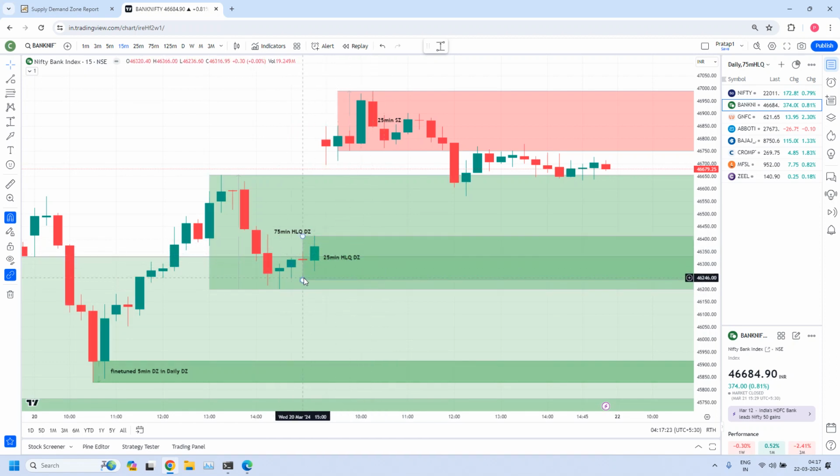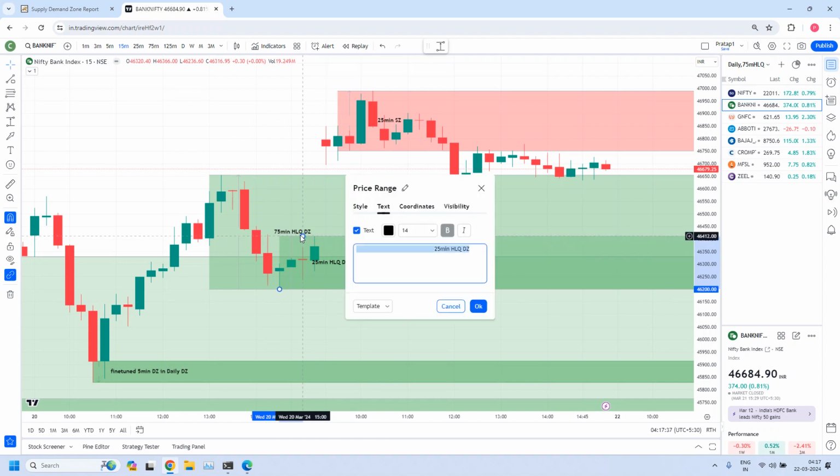Only thing we need to extend the stop loss, distal line, because this entire zone is considered. So that's why, because the lowest priority you have to give more important. So this is 75 minutes, 15 minutes high liquidity zone.